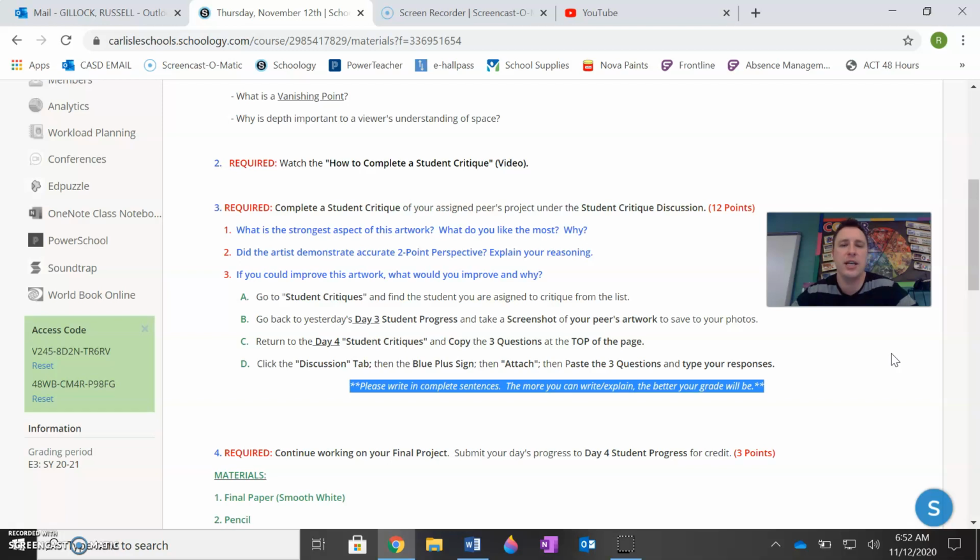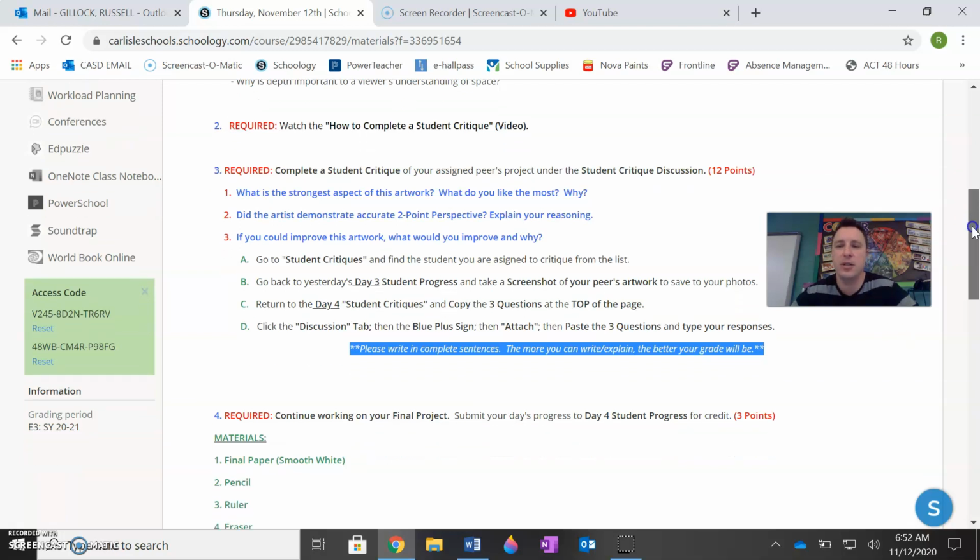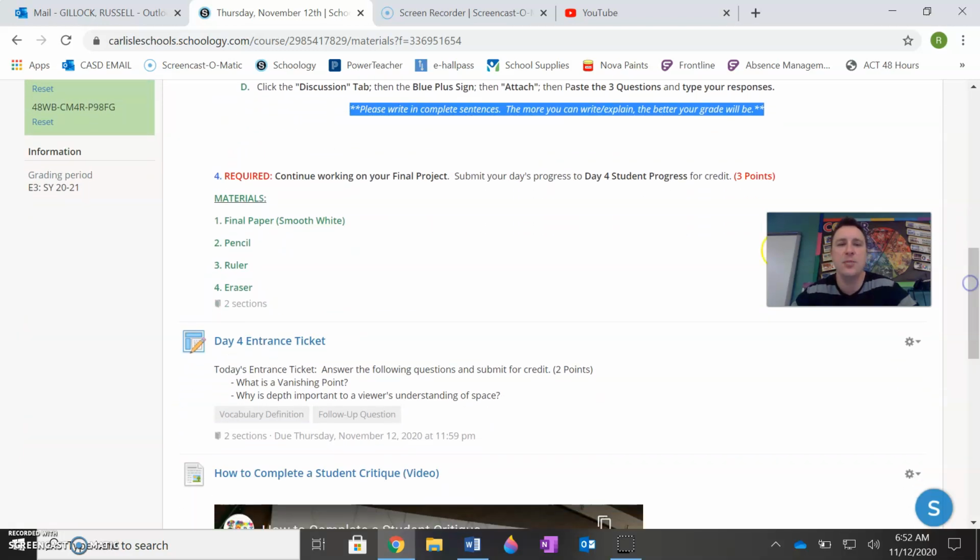So you're going to do your entrance ticket, then your critique. Combined, that should only take you 10-15 minutes, if that, and then just spend the rest of the class working on your final project and submit a photo of today's progress for credit for 3 points. And again, your materials list is down here. At this point, you guys should be working on the final. If not, please try to get there as soon as possible so you can be on pace to finish by the end of the unit in a few days.